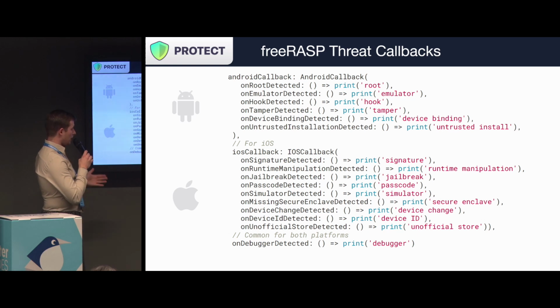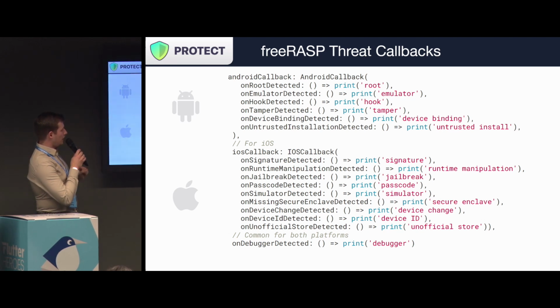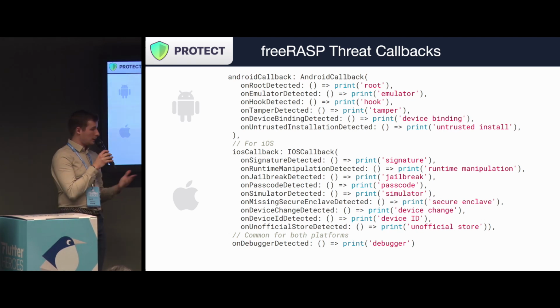So on root detected, on emulator detected, on hook detected, on tamper detected, device binding and installation source detection are already baked into freeRASP, and you can try it yourself.